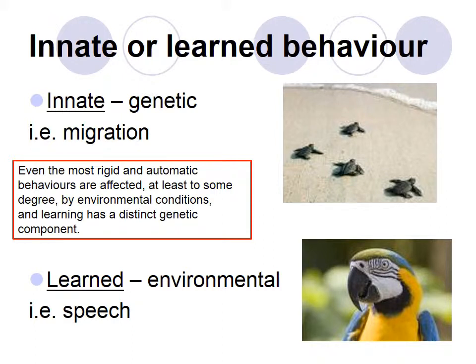Here, even the most rigid and automatic behaviors are affected to at least some degree by the environmental conditions, and learning has a distinct genetic component as well. But those innate behaviors are really things that just happen automatically. Learned behaviors are things that really depend on their environment, and they're behaviors that the animal has discovered or been taught to do by either other animals of the same species or even animals of different species.